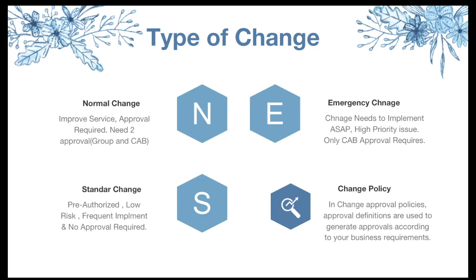Emergency changes. Normally emergency changes are used for bug fixing. Suppose you have implemented something by a normal change, and now you find out that one major issue has happened in your environment. In that case, you need the emergency change. For an emergency change, we don't need the group approval out of the box. We need the CAB approval, the change advisory board approval, and by that we can go and fix our issue by following the change process.